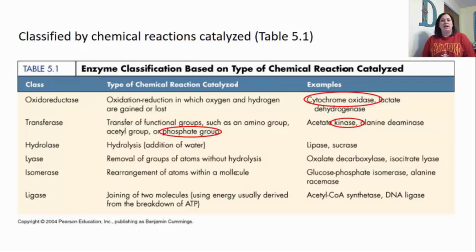Another one is transferase. Transferase is going to transfer functional groups. It could be an amino acid, an acetyl group, or a phosphate group. One of the main ones that's important with the phosphate group is if we add phosphates or move them, that's going to help us with ATP, because ATP is adenosine triphosphate. So kinases are an example of this when we see them in cellular respiration.